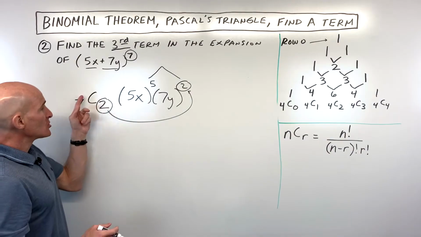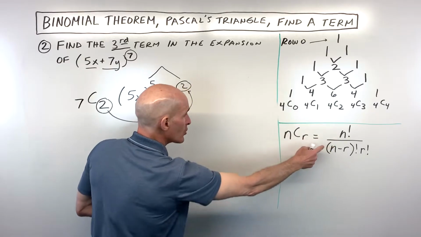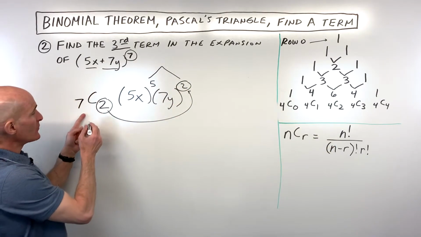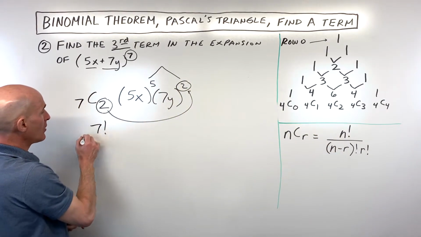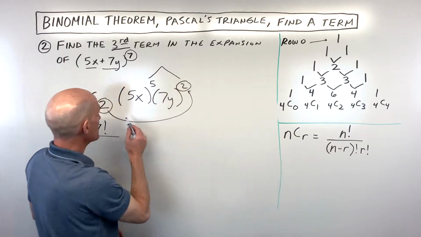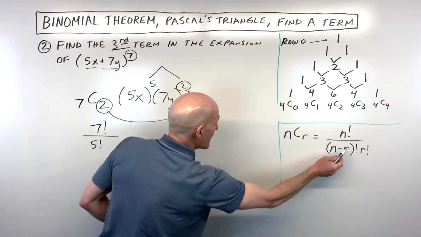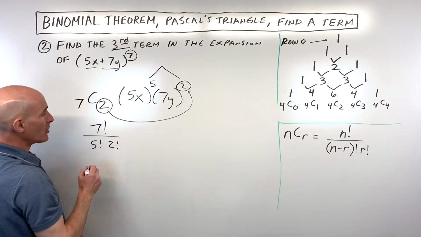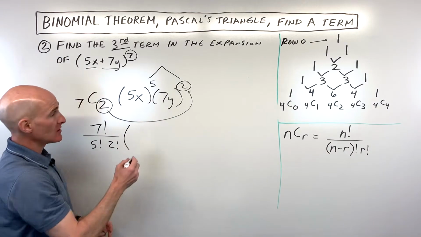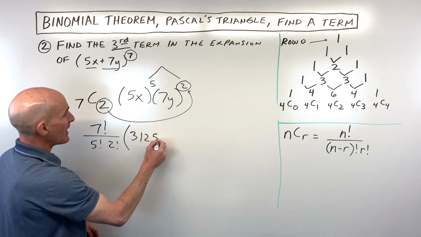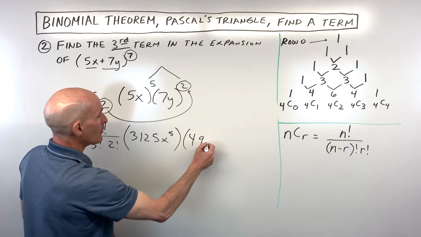So 7c2, you could do this on your calculator if you have a combination key, or you can use the factorials, this formula here. So I'll show you, if you expand this, this will come out to 7 factorial over n minus r, so that's going to be 7 minus 2, which is 5 factorial, and then r factorial, which is going to be 2 factorial. Okay, then we're going to say, well, 5 to the 5th, which is 3,125, x to the 5th, 7 squared, that's 49, y squared.